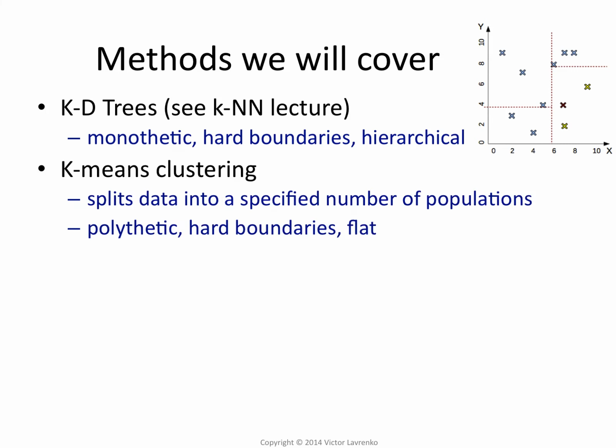Now, what else are we going to talk about? This lecture, we're talking about K-means. K-means is going to take your data set and split it into a predetermined number of subpopulations. So you're going to say, I want K equals 5 subpopulations, and it's going to find them for you. It's a polythetic technique. So there's not going to be a single attribute or a couple of attributes that tell you why an instance goes into the cluster. It will have hard boundaries, and it is flat.